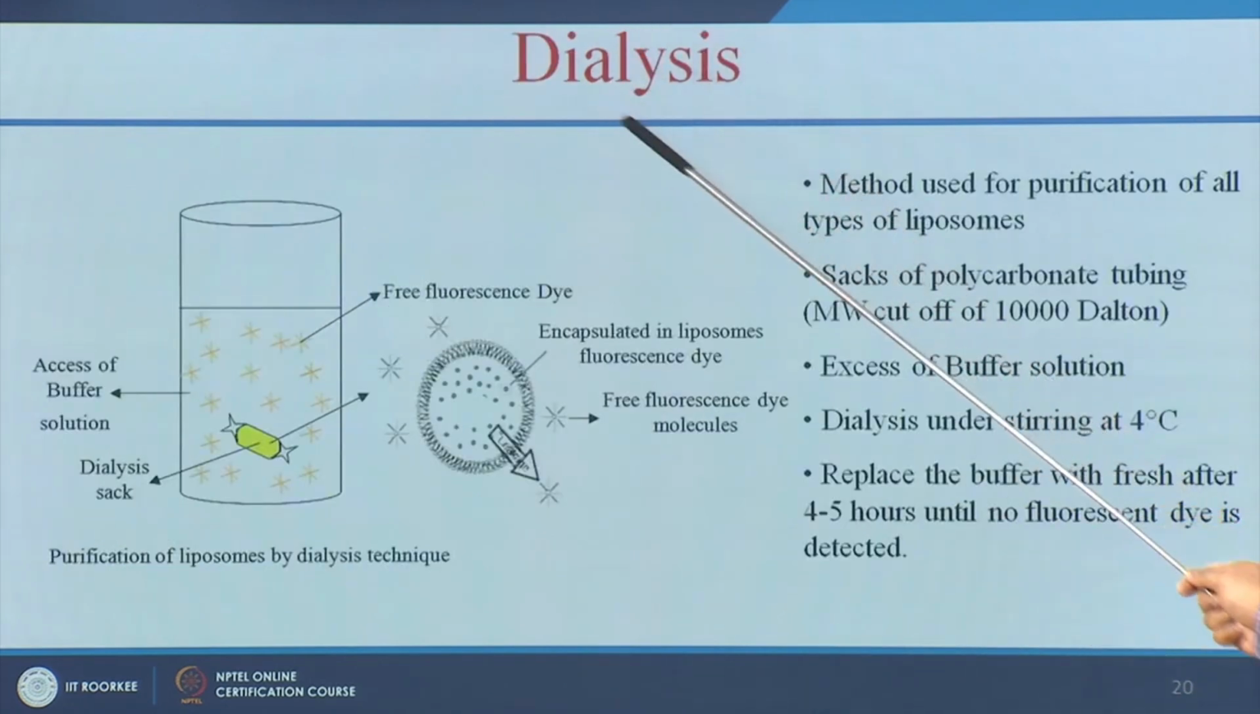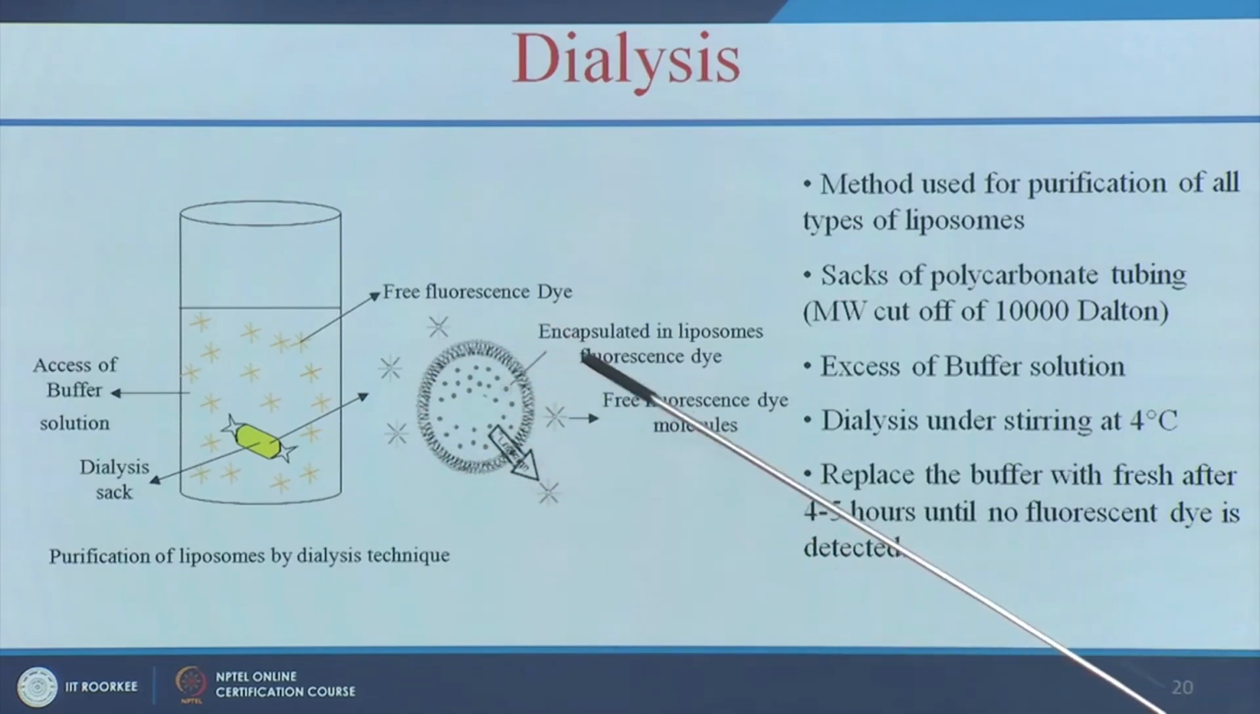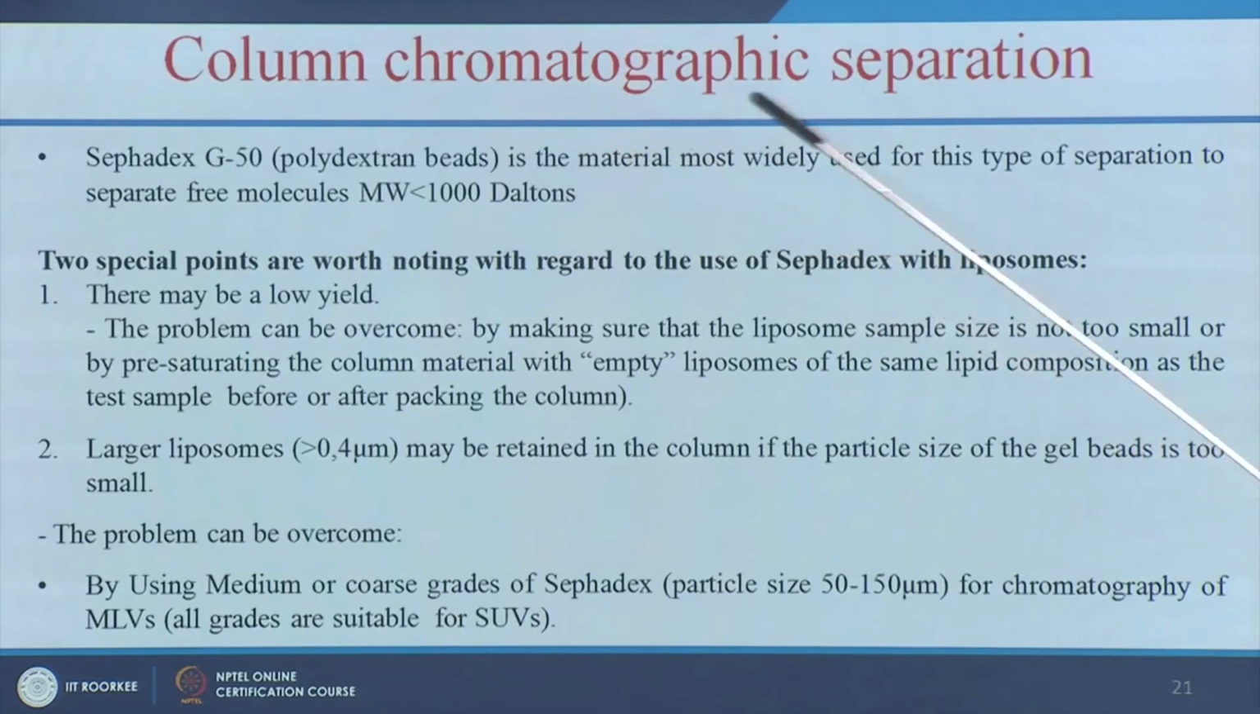And the next method is dialysis. Here you can use this method for purification of all types of liposomes, and here we will be using a dialysis bag with a molecular weight cutoff of 10,000 Dalton, and when you add excess buffer solution, you will be dialysing under stirring condition at 4 degrees, and you have to replace the buffer every 4 to 5 hours until no fluorescent dye is detected. So when you do the dialysis, you will get only the liposome particles loaded with fluorescent dye or fluorescent nanoparticles.